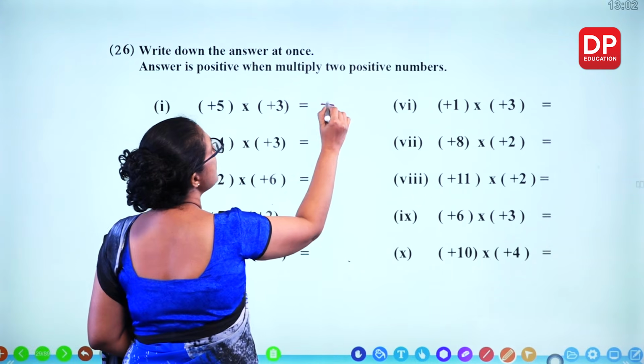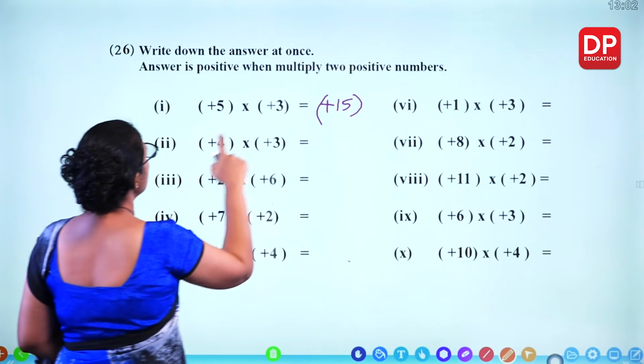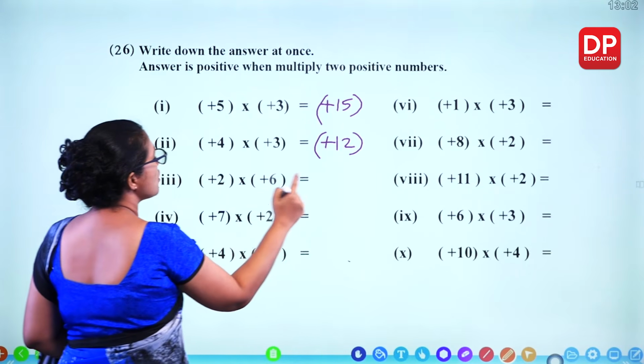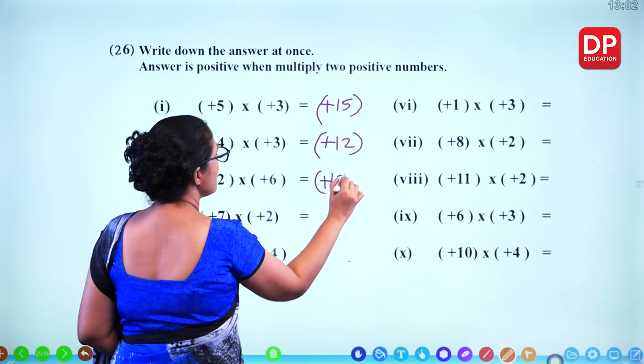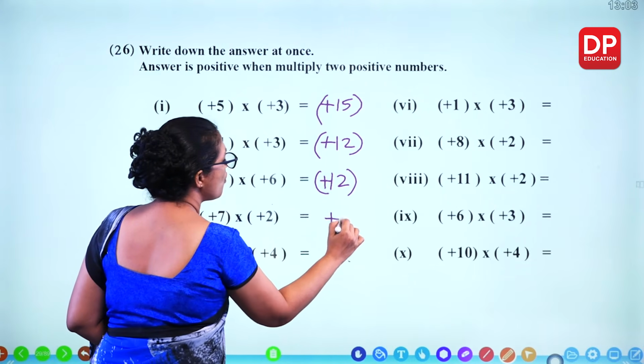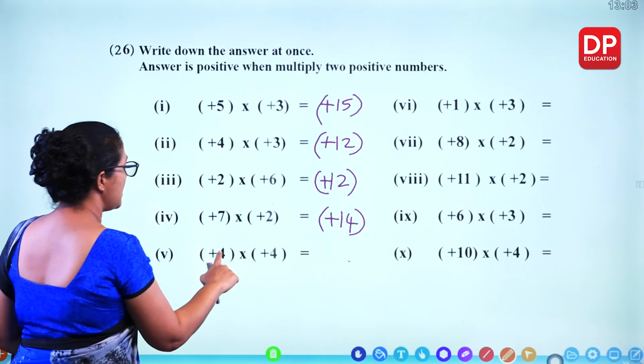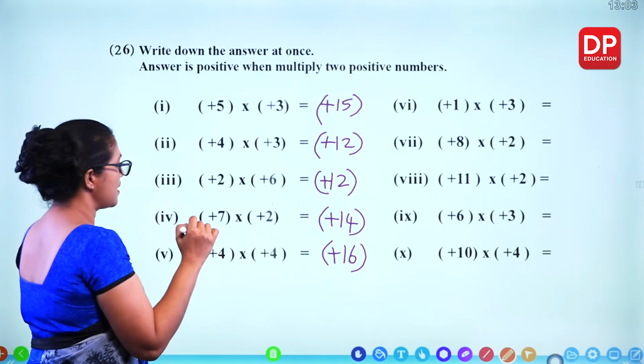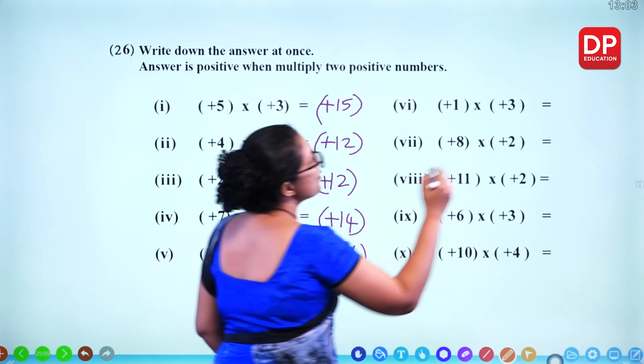5 times 3, 15 plus 15. 4 times 3, 12. So plus 12. 2 times 6, 12 plus 12. 7 times 2, 14 plus 14. And 4 times 4, 16. That's plus 16. 1 times 3, 3.